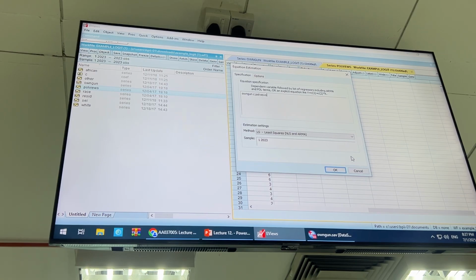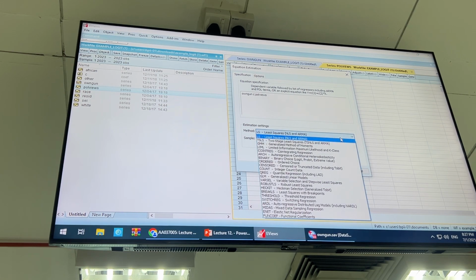So alternatively, we use an alternative to the linear probability model. You can use the logistic model. So you need to select binary.